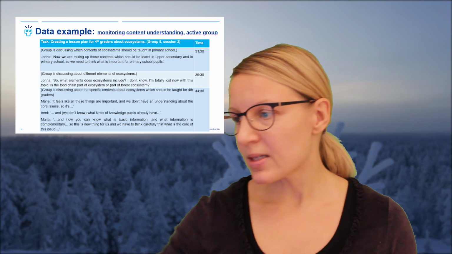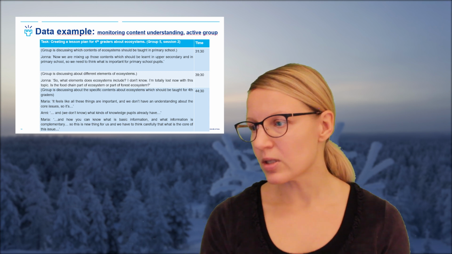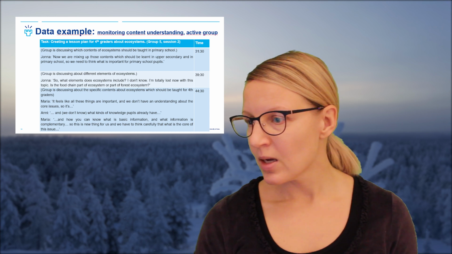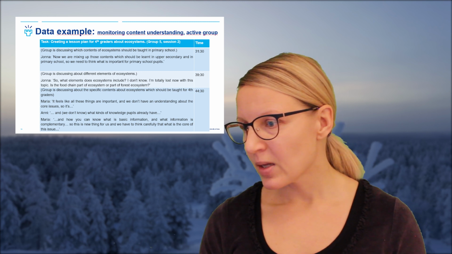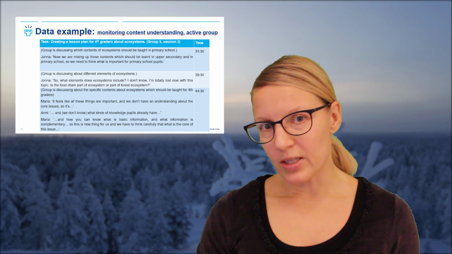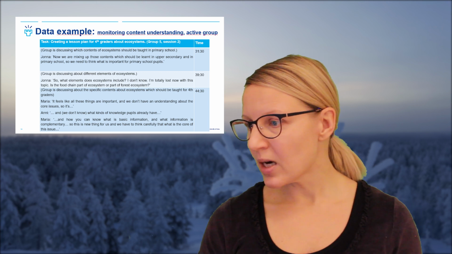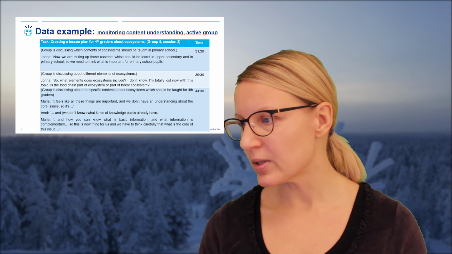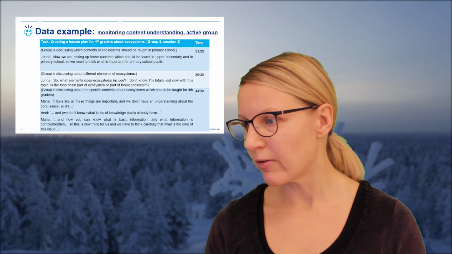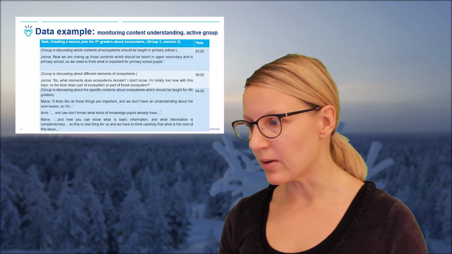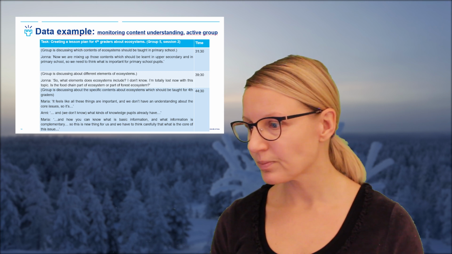So when the group is discussing which contents of ecosystems they should teach to the fourth graders, one of the students is monitoring the content understanding and thinking aloud that now we are mixing up those contents which should be learned in upper secondary and in primary school, so we need to think what is important for primary school pupils.